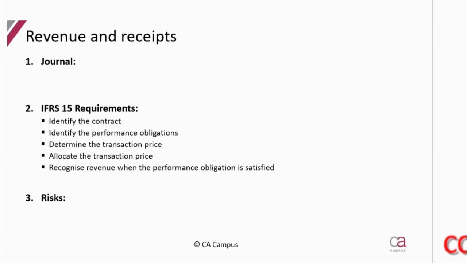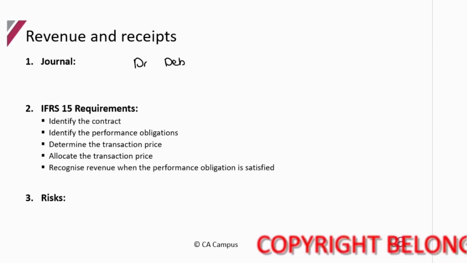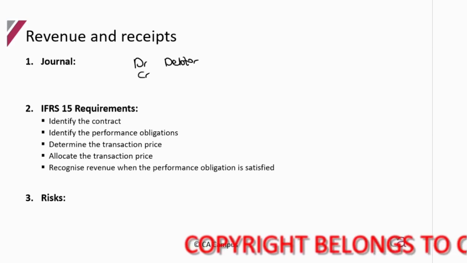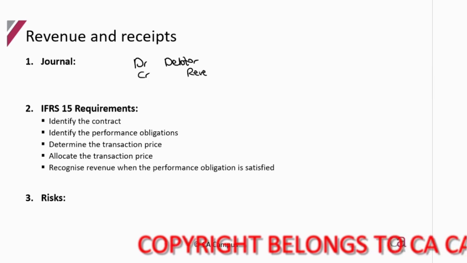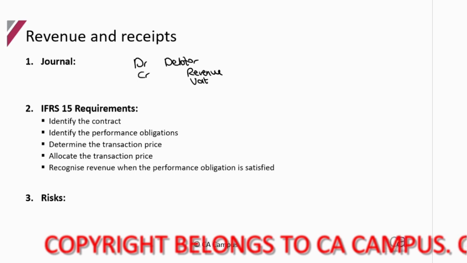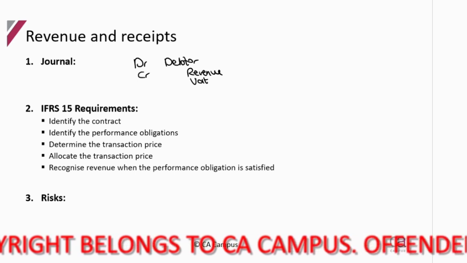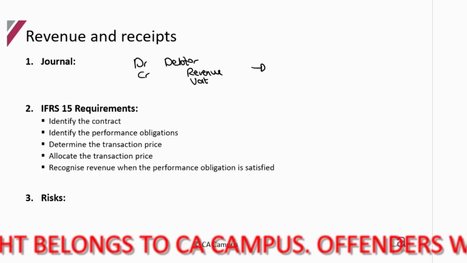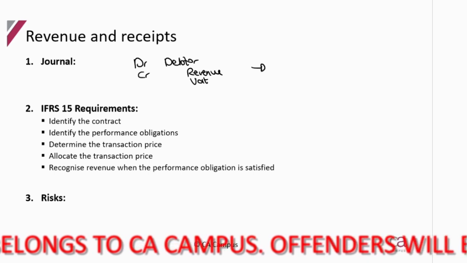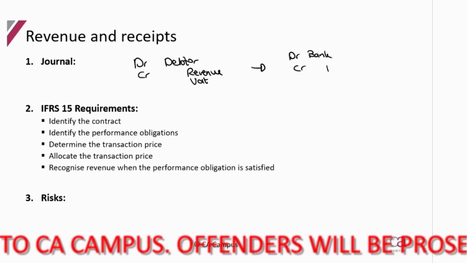For revenue and receipts, think about how revenue gets recorded. Ultimately, you're going to have a journal which is going to say debit your debtor, credit revenue, and VAT if it's a local sale. And then from there, the receipt side of things, you're going to have to debit your bank and credit your debtor.